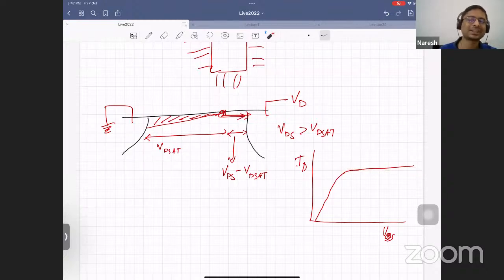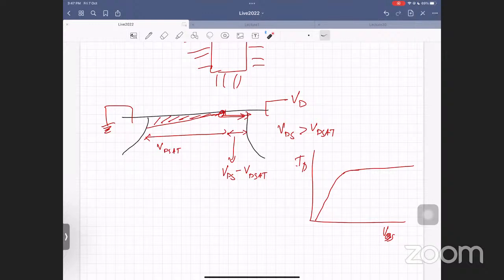Actually, there are other things that come into picture in the short channel MOSFETs. And I think I mentioned briefly channel length modulation also. It increases like this. But anyway, that's a secondary effect, short channel.